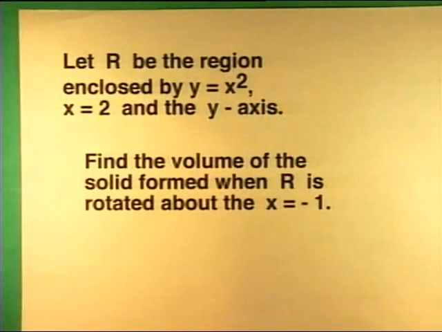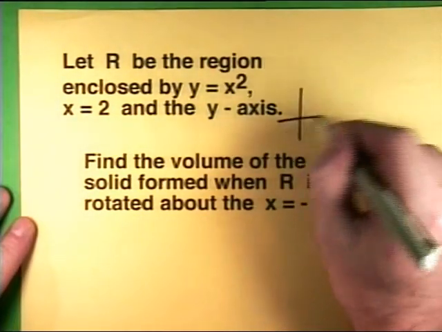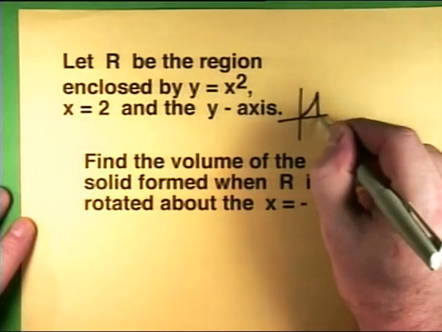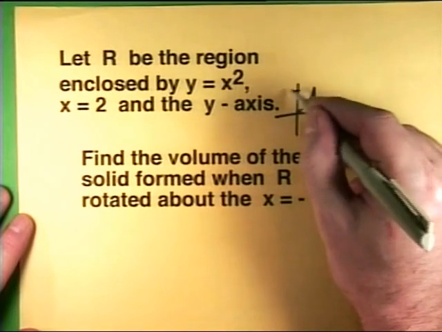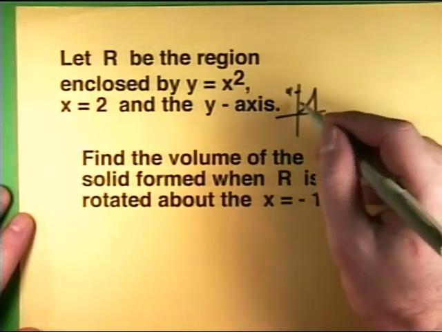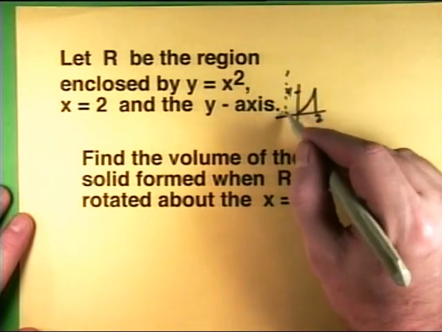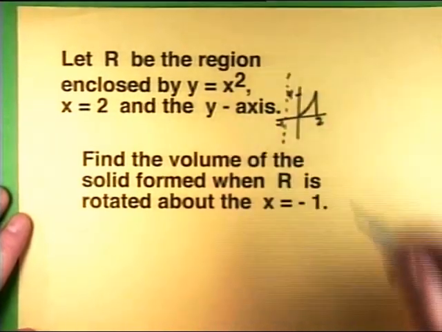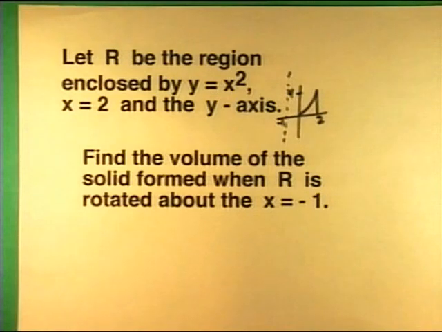Okay, let's do this problem here. We'll do an easier volume problem. We haven't done this one yet. It's the same type of region we've been doing. Y equals x squared, x equals 2, and we're going to rotate about the line x equals negative 1. Okay. First of all, are we going to use 0 to 4 or 0 to 2?